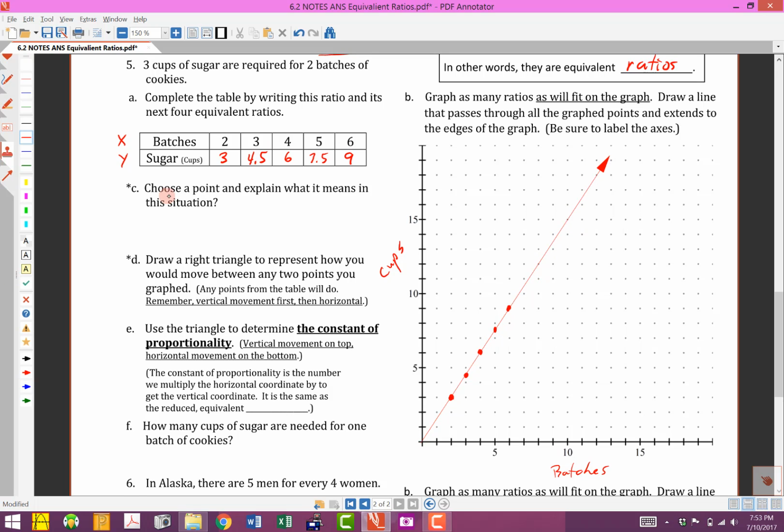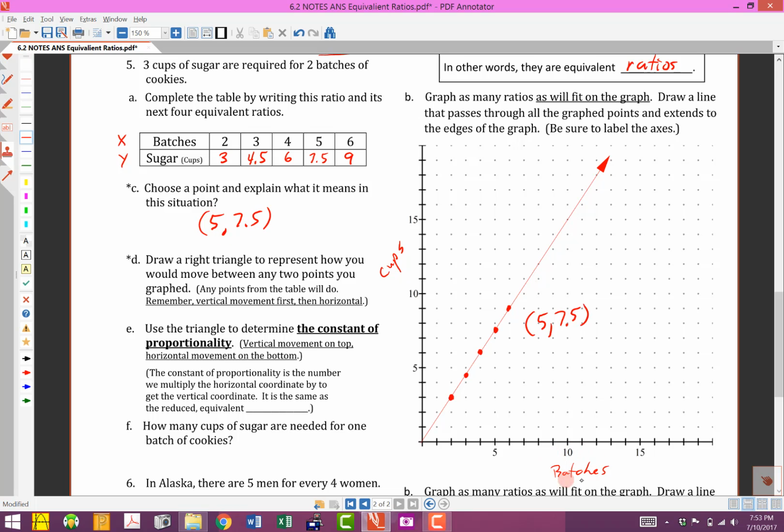It says on part C, choose a point and explain what it means in this situation. So you could pick any one of these points on here. Let's choose this one right here. So this one right here is 5. That's the horizontal coordinate, and the vertical coordinate is 7.5. So we're going to choose 5, 7.5. And it says explain what it means.